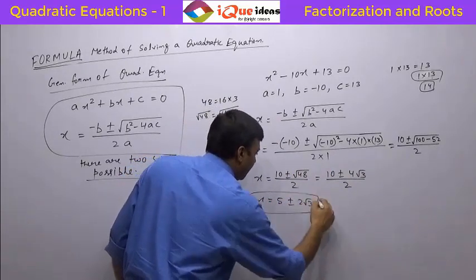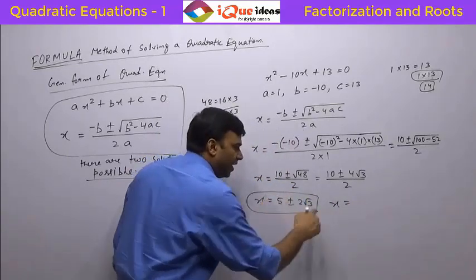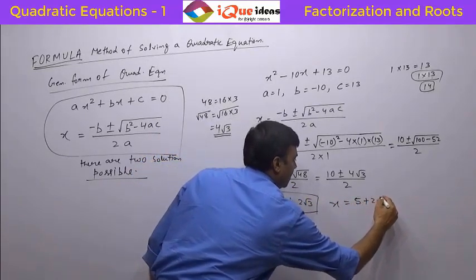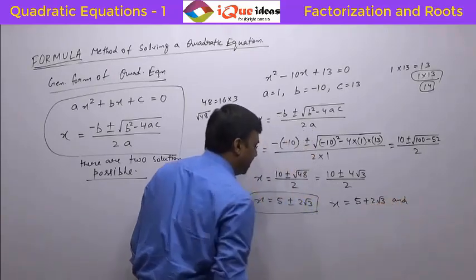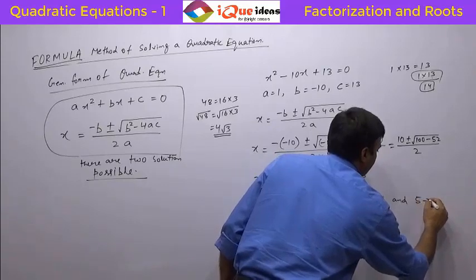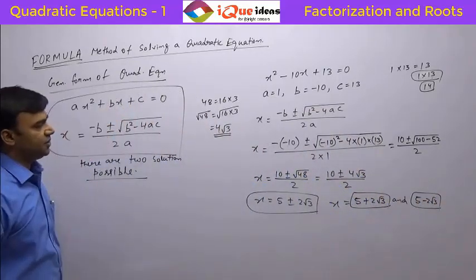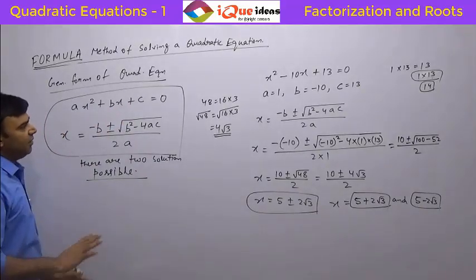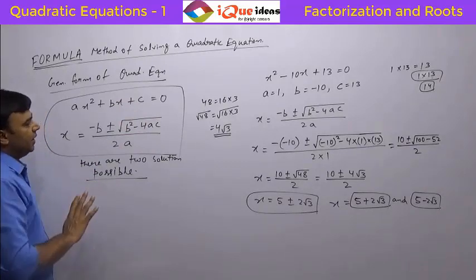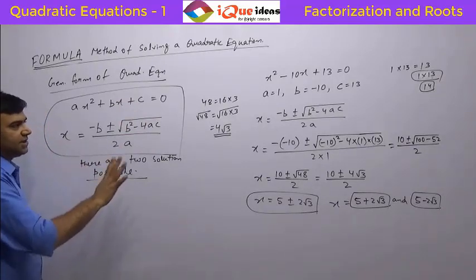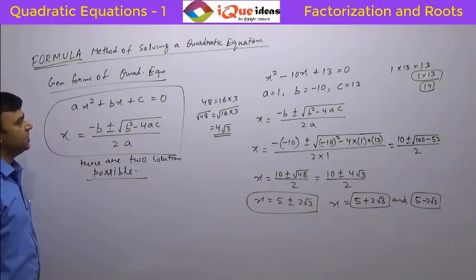Now what does it mean? The possible values of x are: if you take the plus sign you get one value, 5 plus 2 root 3, and if you take the minus sign you get the other value, 5 minus 2 root 3. So the two solutions are 5 plus 2 root 3 and 5 minus 2 root 3. Obviously there will be very few questions based on this formula. This is just to understand how the formula works, so I have taken one question. We'll take more questions on the basis of this.